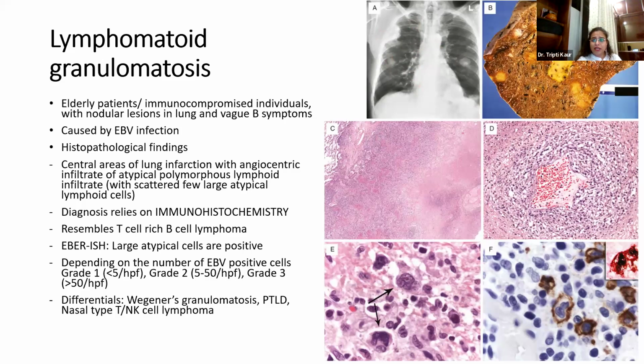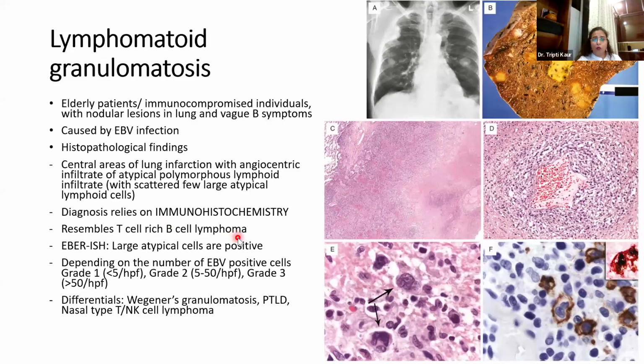Why are these pale? Because the patient has undergone infarction because of the angiocentric invasion of the lymphoid cells. That's why these are very pale looking nodules. So you can see this ongoing infarction here, surrounded by a good amount of lymphocytic infiltrate. And you will have these few large cells, which are actually positive for CD20 and EBER-ISH.